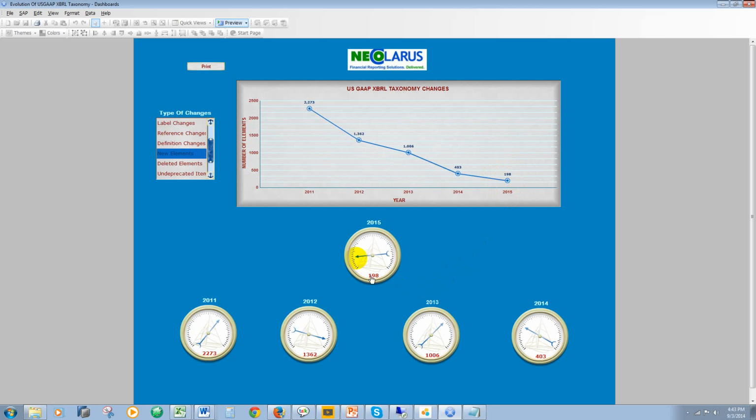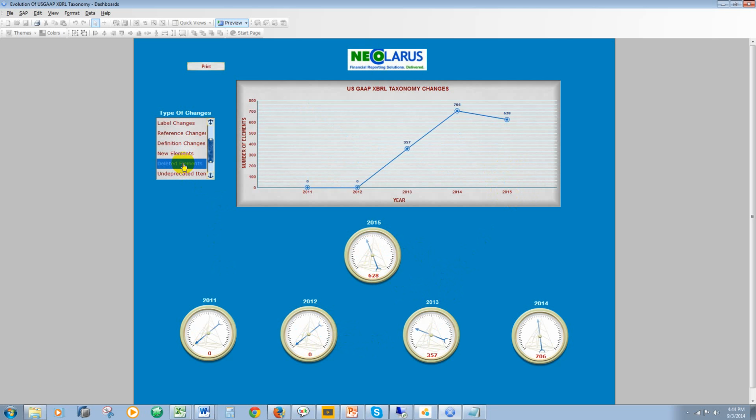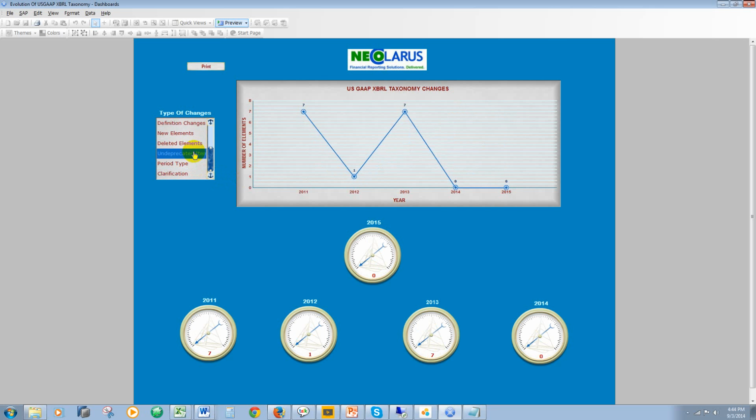We can also see these numbers in these smart meters. And then we have deleted elements, which are 628 in number for 2015, and for undeprecated there are no undeprecated items, so there are no period type changes as well. The clarification type changes are 4 in number for 2015.